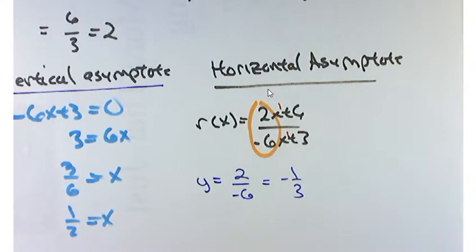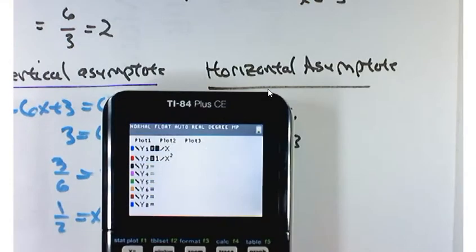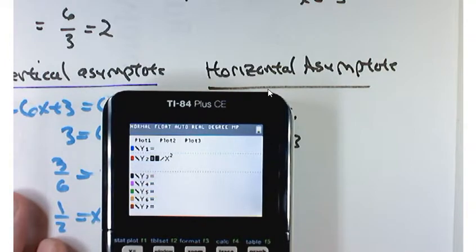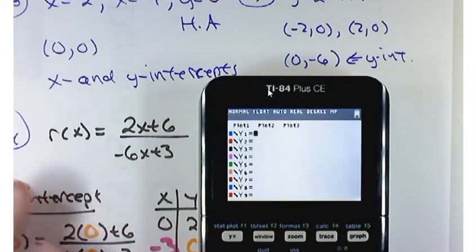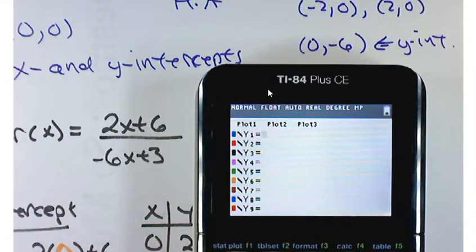Let's put these in our graphing calculator and see what we get. So there's a couple different ways you can put this into your graphing calculator. Let me just kind of do the brute force approach on this one. Left parentheses 2x plus 6, right parentheses, divided by left parentheses negative 6x plus 3. You have to put the parentheses.